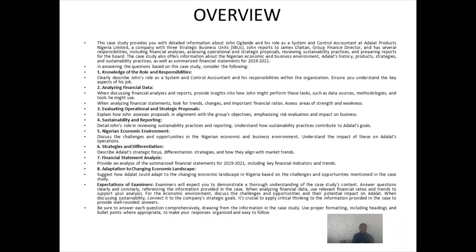The knowledge and the role and responsibility that you have will be examined. So you have to have a clear description of John's role as a system and control accountant. His responsibility, you must ensure your understanding is highlighted in key aspects of his job role. So we are going to get into the detail of that.